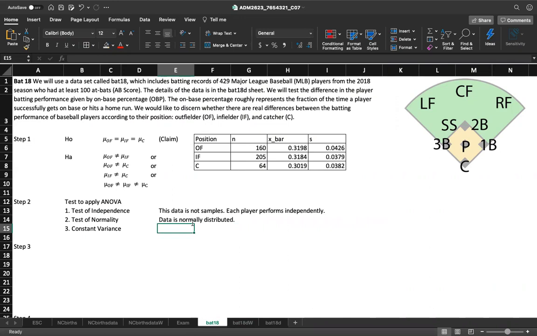Next we look at the constant variance. That's the third assumption. So if you notice these 3 values of standard deviation are not having much difference. So they are ranging from 0.0379, so 0.038 to 0.02426. So they are in a very narrow range. So we can say that standard deviation does not vary much.